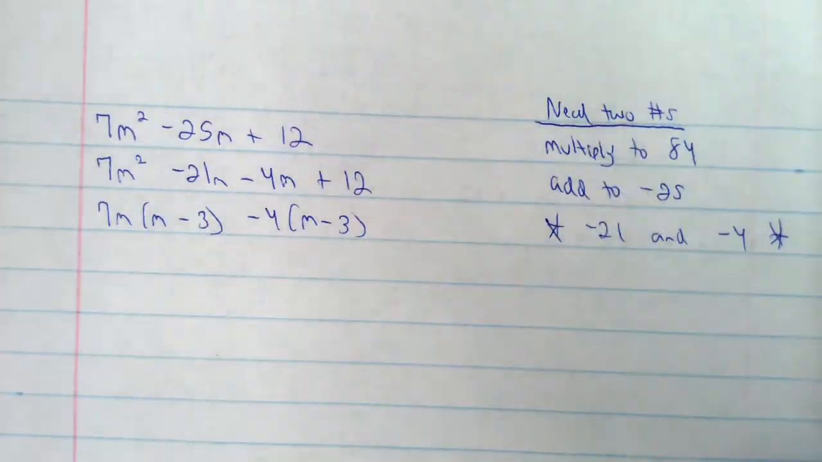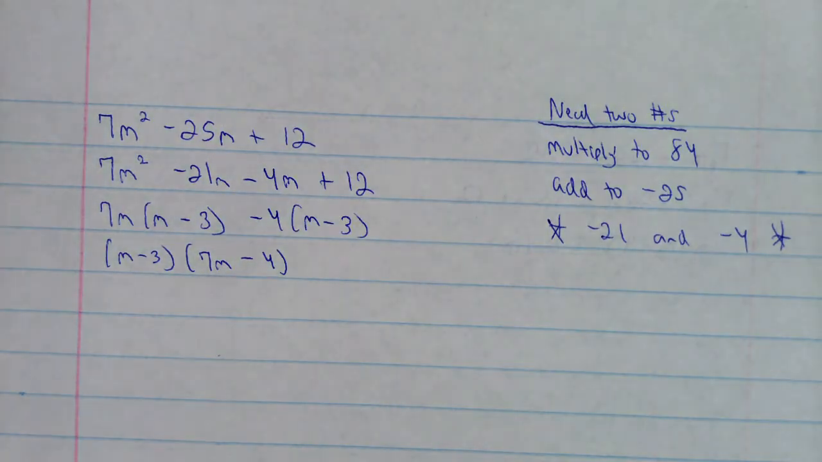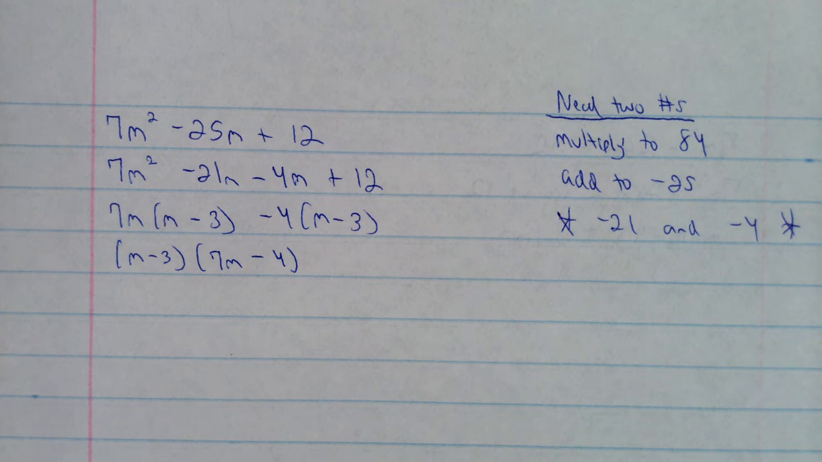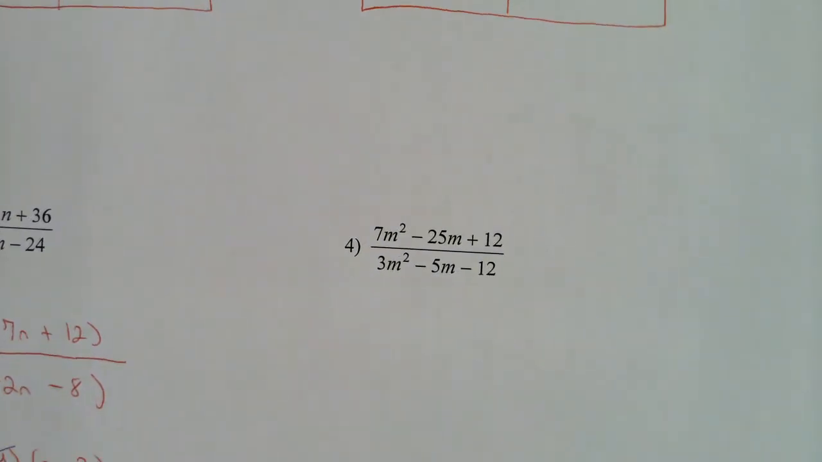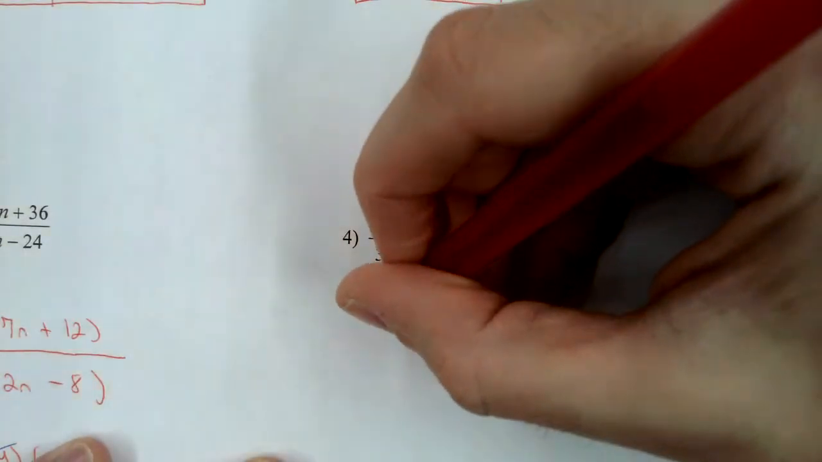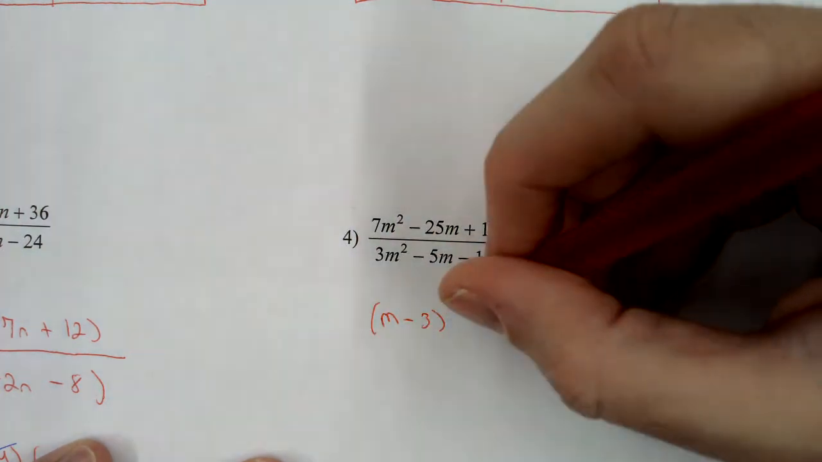Okay, now the parentheses match, so you factor that out to the beginning. M minus 3 times 7m minus 4. So that's how you multiply the numerator. We said m minus 3 times 7m minus 4.